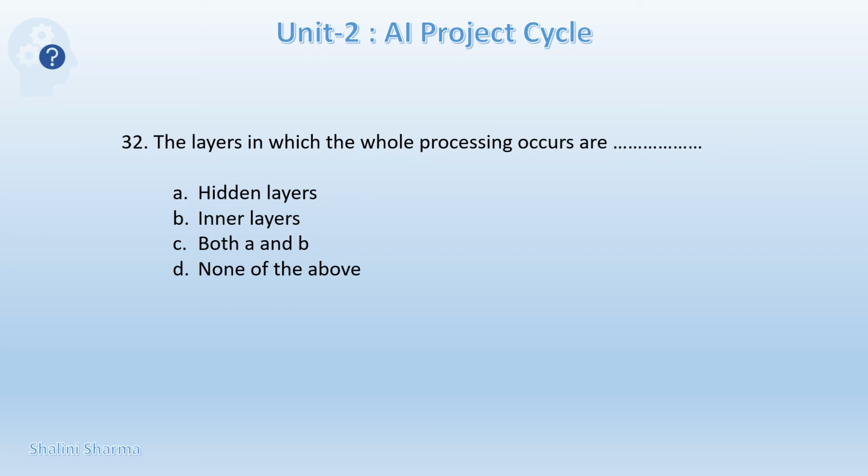32. The layers in which the whole processing occurs are A. Hidden layers, B. Inner layers, C. Both A and B, D. None of the above. The correct answer is A. Hidden layers.